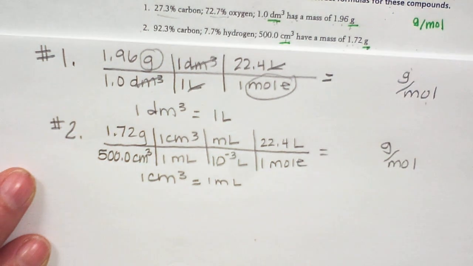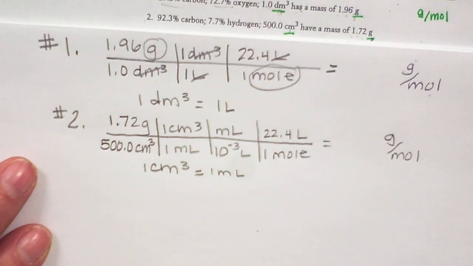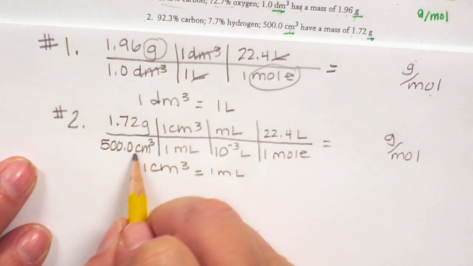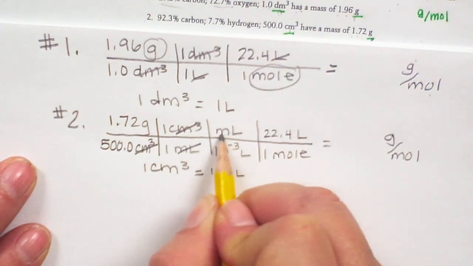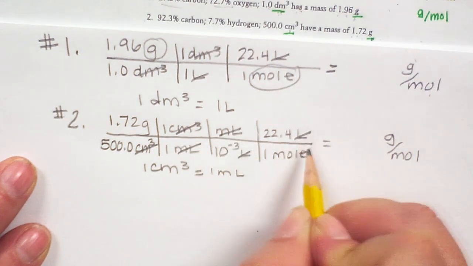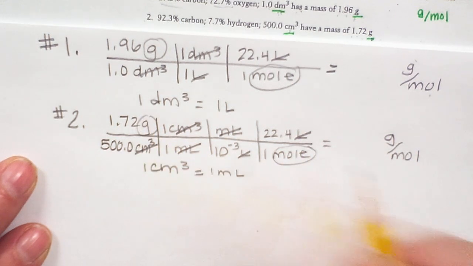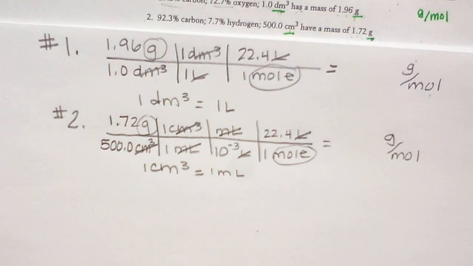So there we are. Once again, we're into molar mass, right? Okay, so centimeters cubed, milliliters, liters, and there we are, moles and grams. Okay? Kind of cool. A little bit of magic.